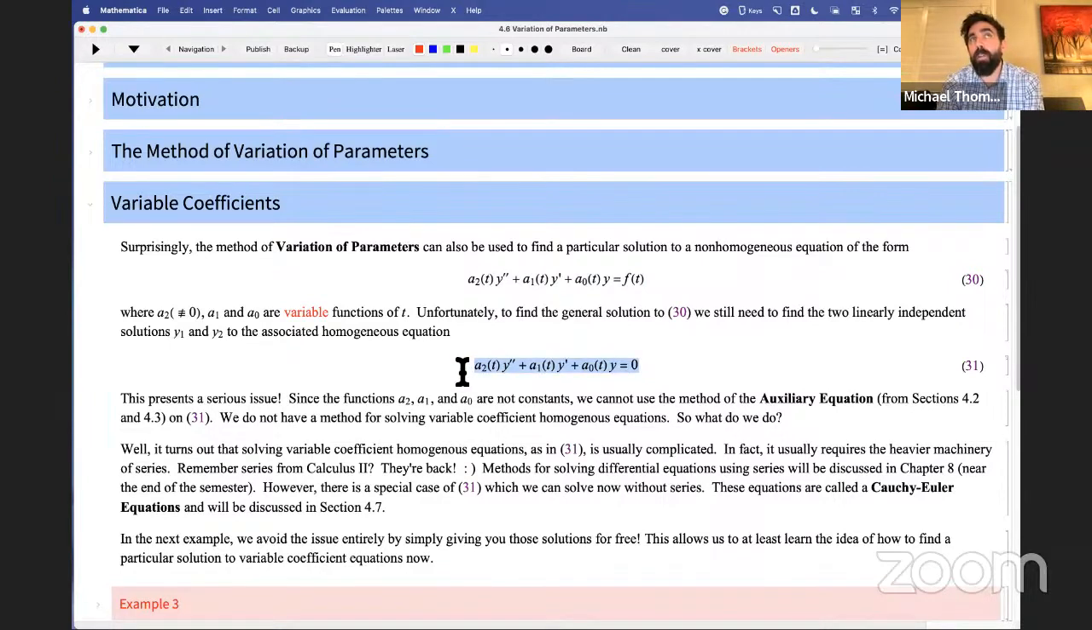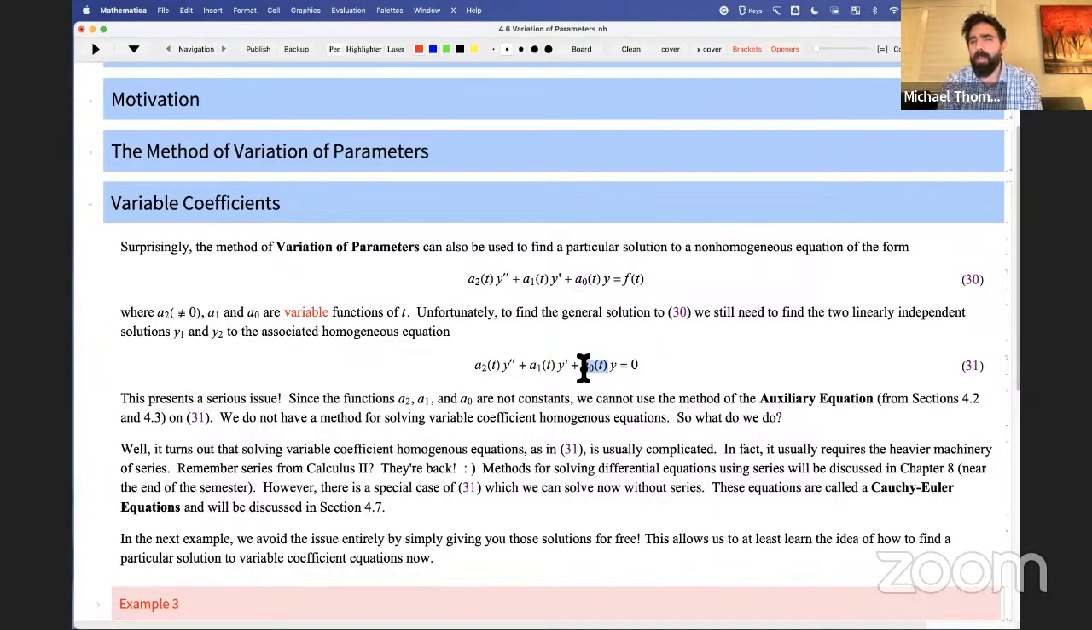Sections 4.2 and 4.3 only apply when the coefficients are constants. And unfortunately, we're now in a situation where the coefficients are not constants. We have no real regular method for solving these, unfortunately. So at least not yet. We're going to use series later on.